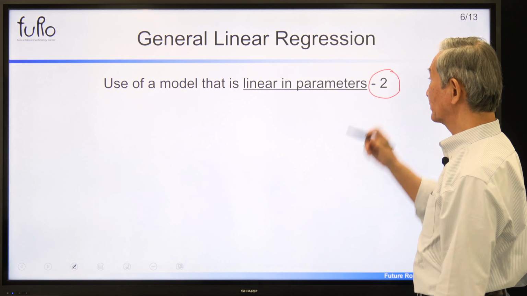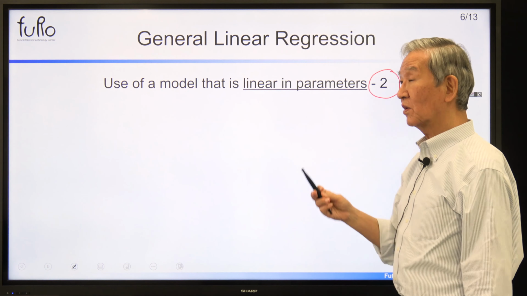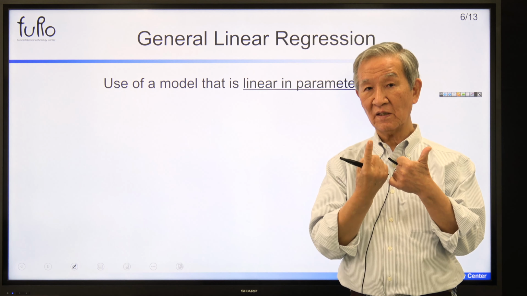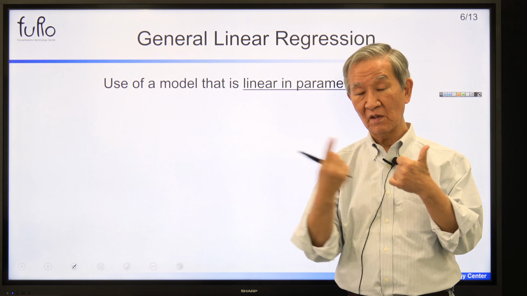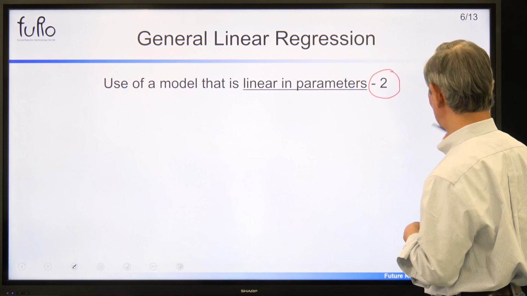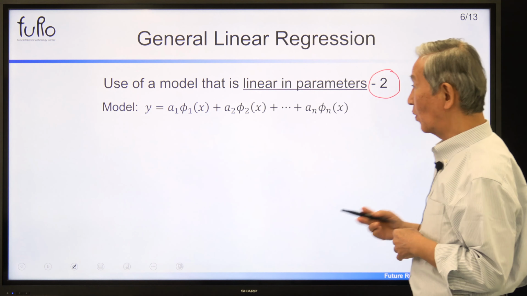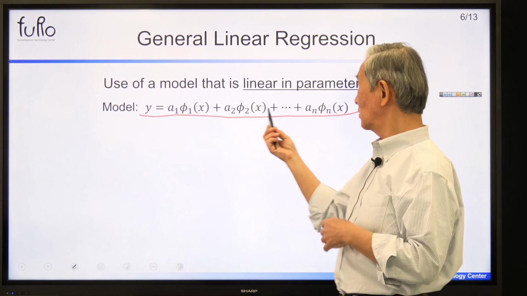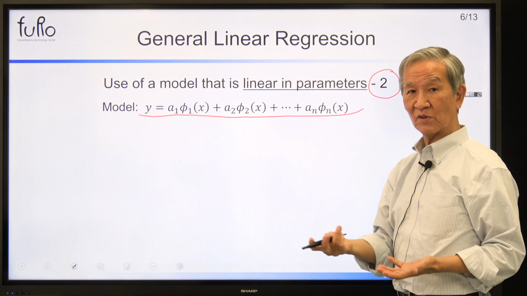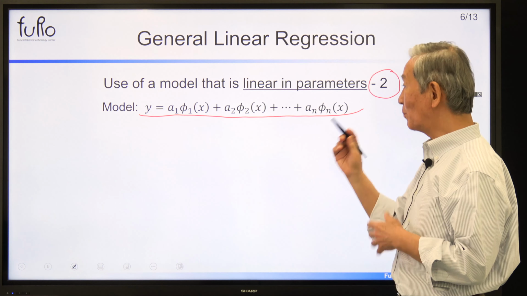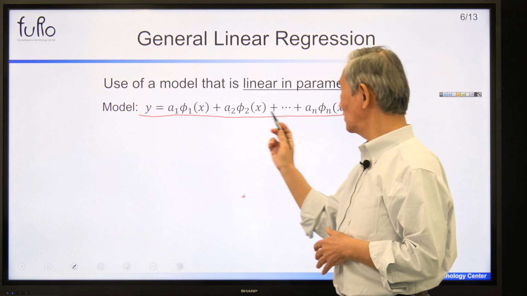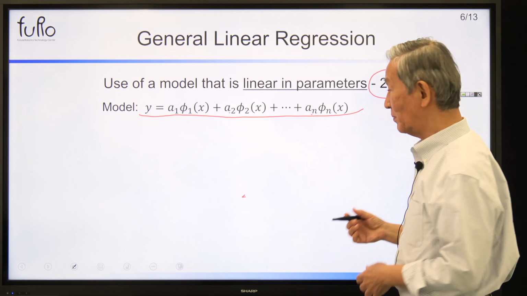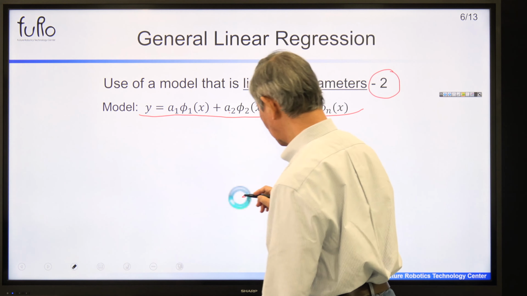The second one, linear in the parameters. So the last example was a quadratic form. So we had a constant and an x squared term. But you can have any function for those, right? So how about this one here? Y is given by this particular equation here, where phi1, phi2, and phi(n), all of those are functions of x. But the point is a1, a2, and so on up to an. So this entire equation is linear in terms of parameters. So that's the interesting part.